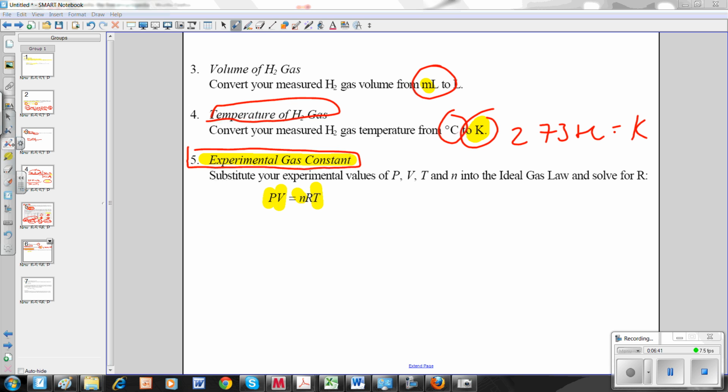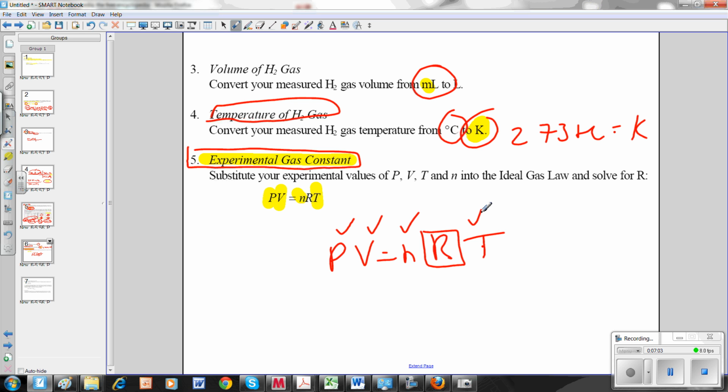So what you're going to do is plug in your P, your V. We're solving for R, I'm sorry, we're not solving for N. You're going to plug in your N. R is what we're going to solve for, and then you're going to plug in your T. So you basically found these values during the lab in one form or another. Plug them in and you calculate your value. Remember, the actual value for R is 0.0821, which will allow you to calculate your percent error in your error section to see how close you got to the actual value.